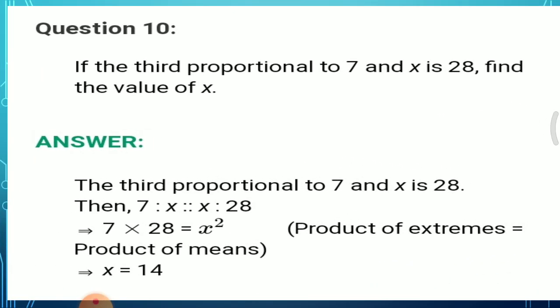Next question: if the third proportion to 7 and x is 28, find the value of x. Third proportion to 7 and x is 28. So 7 ratio x is proportion to x ratio 28. So the product of extremes is 7 multiplied by 28, which is equal to the product of means, x multiplied by x, which is x square. So x square is equal to 28 multiplied by 7. If you find the square root of that number, your answer will be 14.